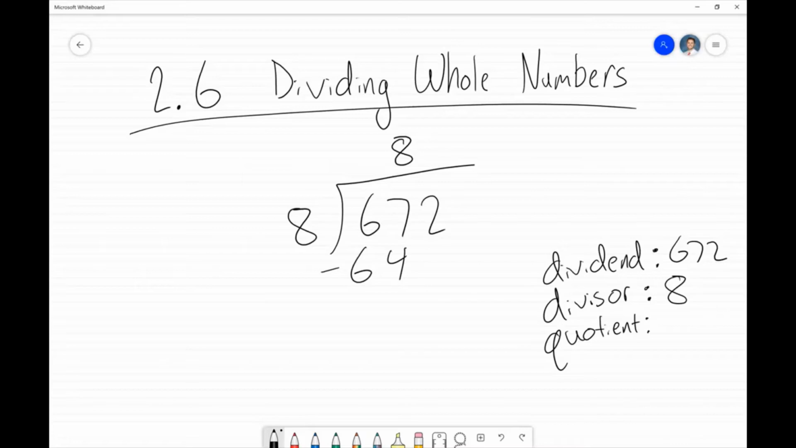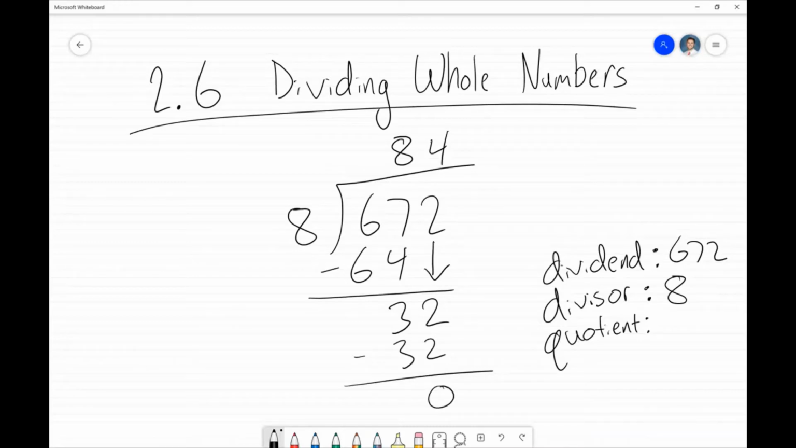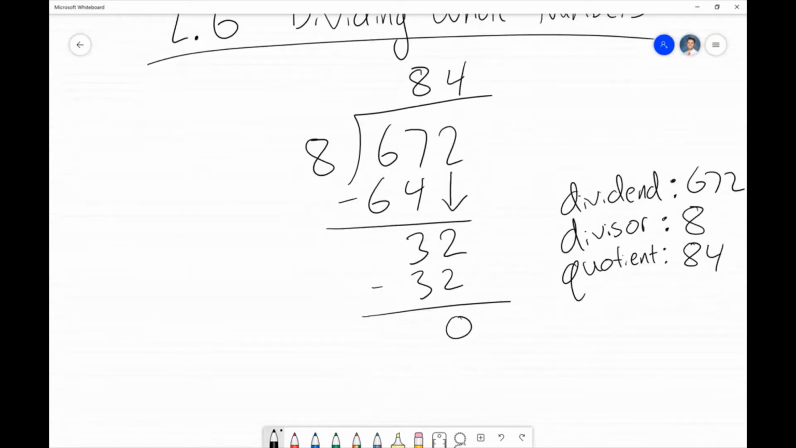Then we're going to subtract. So 8 times 8 equals 64, and 67 minus 64 is 3. And we will bring down our 2. And 8 goes into 32 4 times. So we'll write our 4 here. And 8 times 4 is 32. And again, we'll subtract, and we get 0. So we have no remainder. That means 84 would be our quotient. So 672 divided by 8 equals exactly 84.